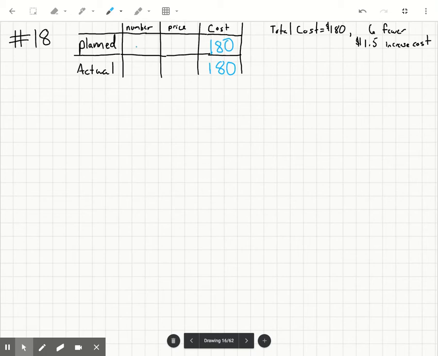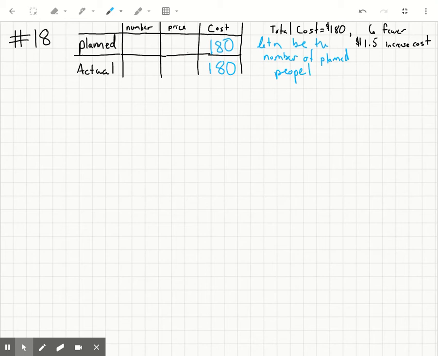That doesn't seem to make a lot of difference. And what we're trying to do is find out how many people actually went on the trip. And so we know it's 6 fewer than original. So I'm going to say let n be the number of planned people. So we'll put n in there. That was the original plan. But we know the actual amount was 6 fewer than that.